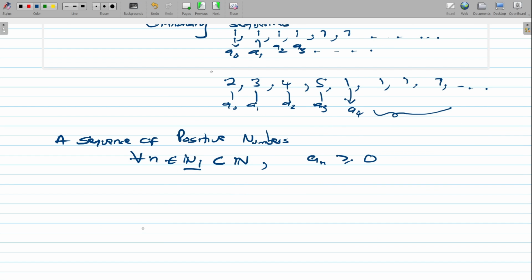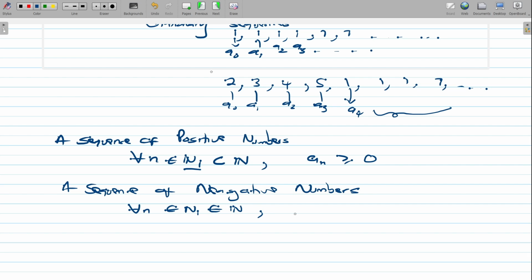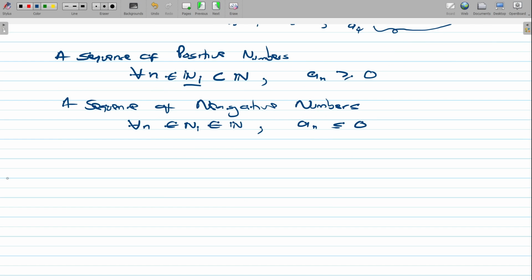Now, similarly, we can define a sequence of negative numbers. This is basically the other way around. If for all values n in n1, which is a subset of the set of natural numbers, every real number that is mapped to every n here is less than or equal to 0, then this is going to be a sequence of negative numbers.